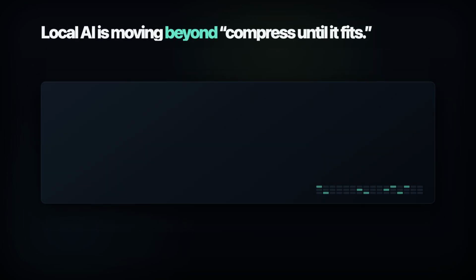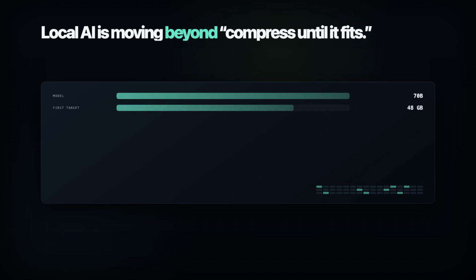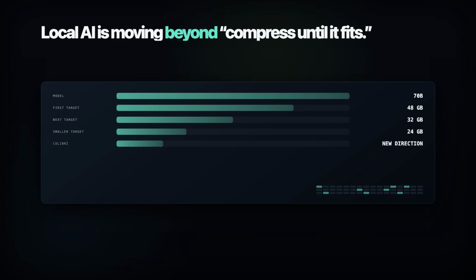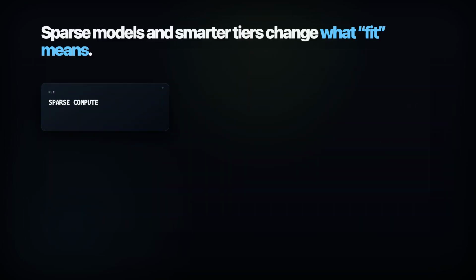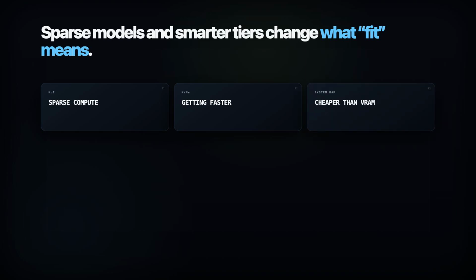And I think that is the bigger story here. For years, running large AI models locally has mostly been a compression story. Take a 70 billion parameter model, quantize it, make it fit inside 48 gigabytes, then 32, then 24. Colibrì is exploring a different direction. What if fitting the entire model into fast memory stops being a requirement? Mixture of experts models already give us sparse computation. NVMe drives keep getting faster. System RAM is cheaper than GPU memory. And software can become much smarter about deciding which weights deserve to live in which tier.